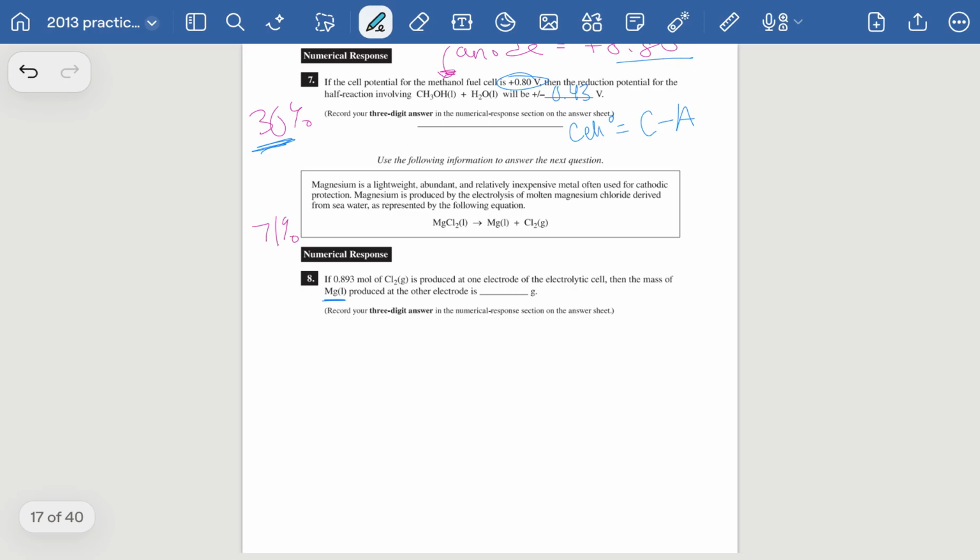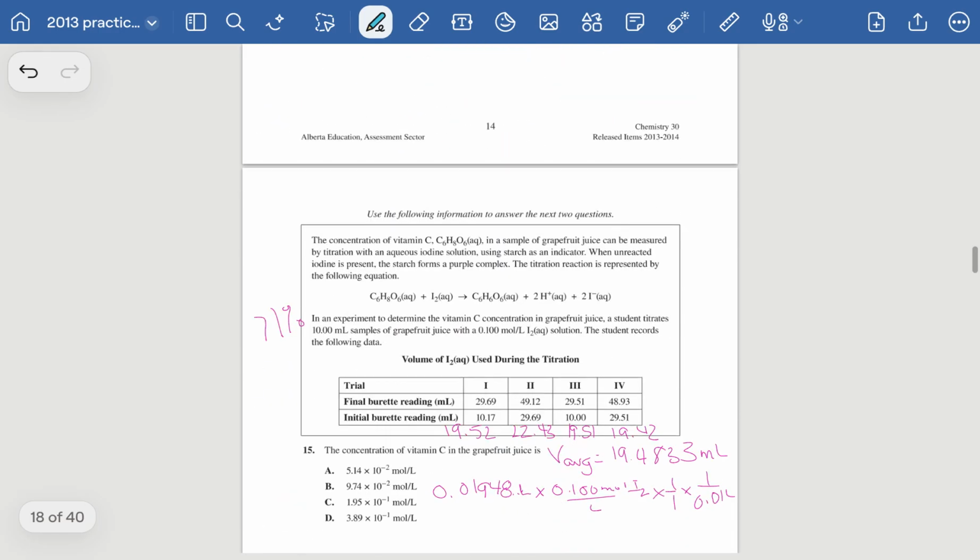But in this case, because this is a 1-to-1 ratio, if 0.893 moles of chlorine were produced, then we'd also have 0.893 moles of magnesium produced. So if we know that, then we can simply just use molar mass of magnesium and see that your moles cancel and we're left with grams, and that's what it's asking for. So it cancels and grams becomes 21.7. Okay, so keep going here.